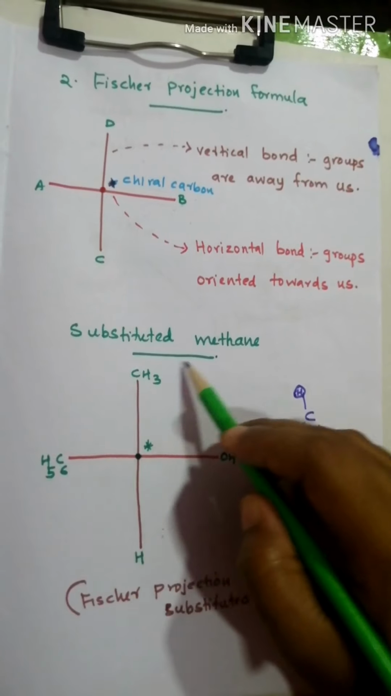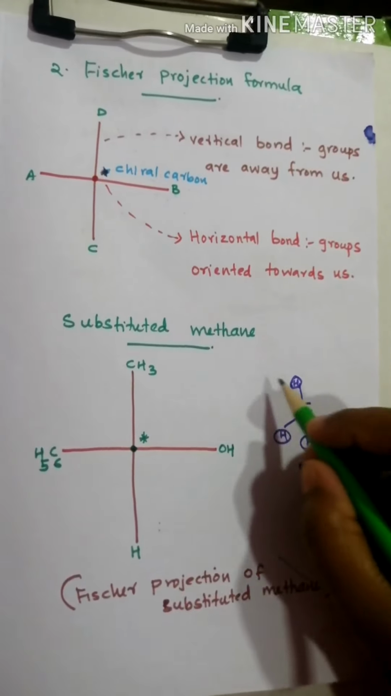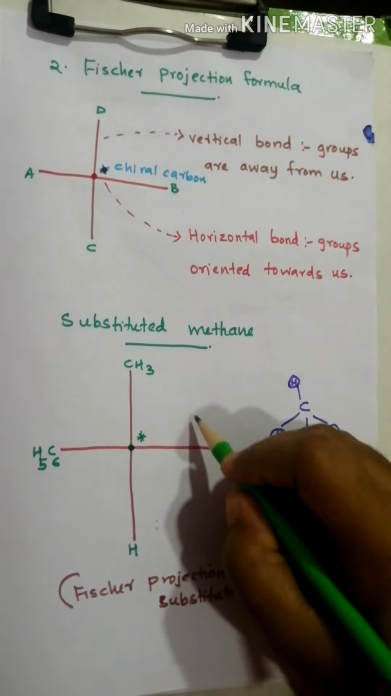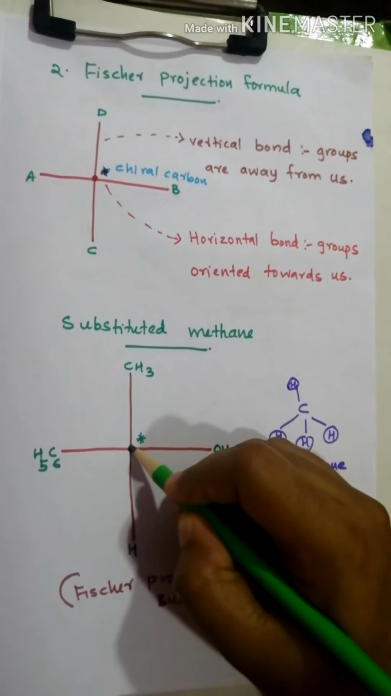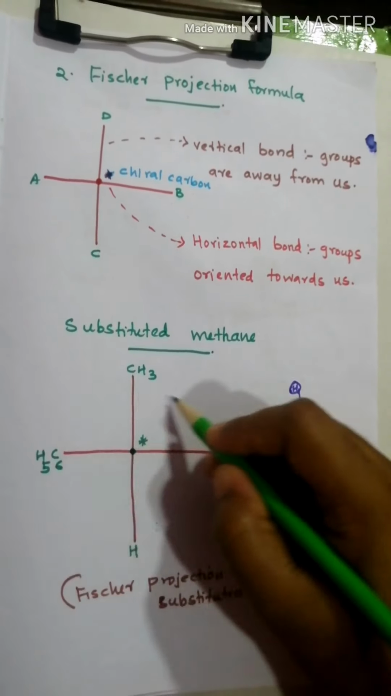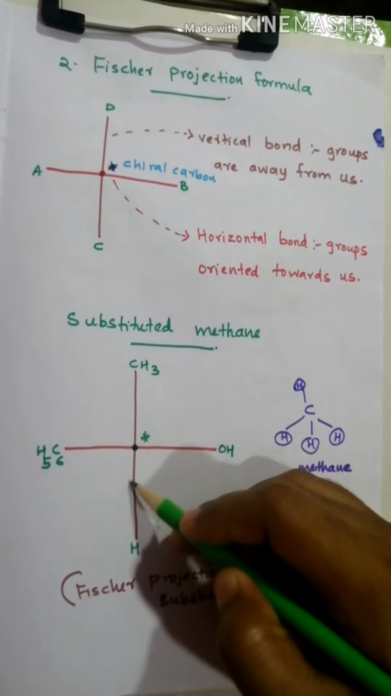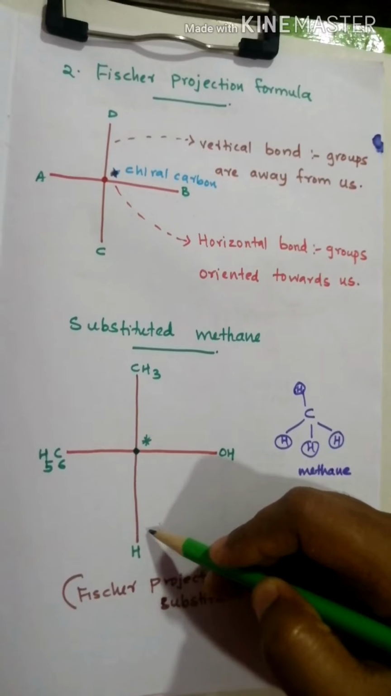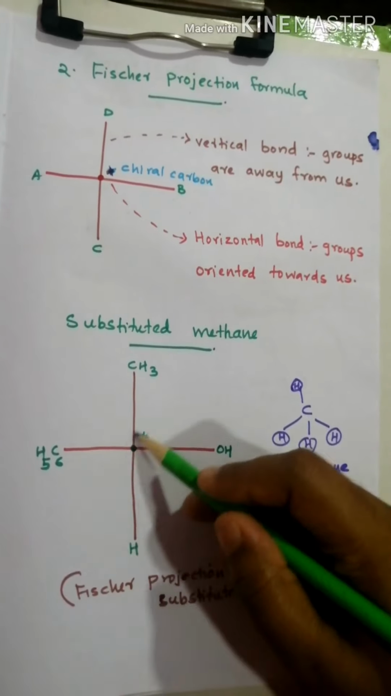We can take the same example, substituted methane. We know that normally the methane structure is like this. We can replace the hydrogen and get a structure like this. Here the carbon is attached with four different groups. This is the chiral carbon, and the star marking represents the chiral carbon. There are two types of bonds present, horizontal and vertical. This is a perfect and simple example of the Fischer projection formula of substituted methane.